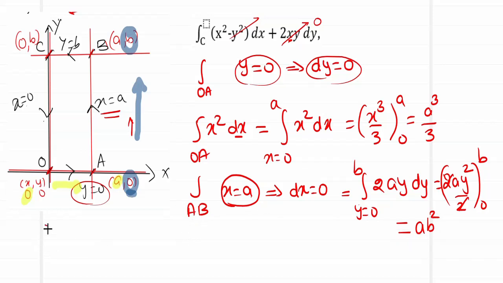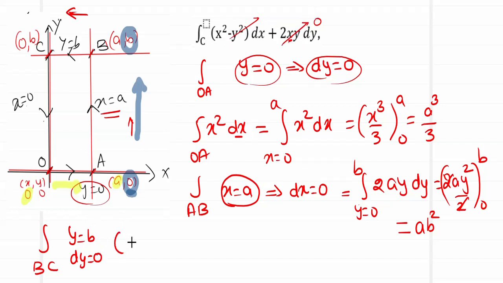Now coming to the third line. What is my third line? Along the line y equal to b, so that is traveling in the direction of BC. If I substitute y equal to b, what will happen to my dy? Differentiating on both sides, I have dy equal to 0. So the second term vanishes, leaving you with just the first term.